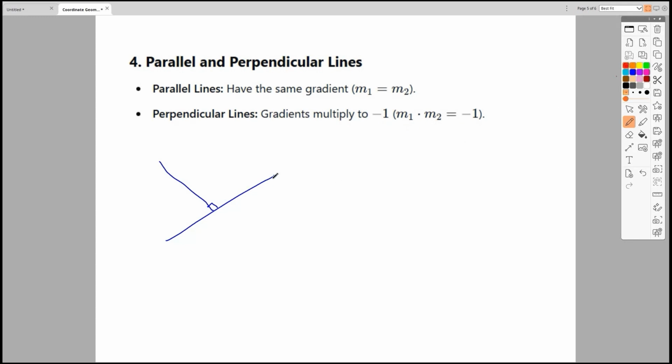If we say that the gradient of this line is 3 over 2, the gradient of this line should be the negative reciprocal, which is -2 over 3, because -2/3 times 3 over 2 will equal -1. And if we have two lines that are parallel like this, basically they share the same gradient. If the gradient of this line is 2, the gradient of this line will also be 2.